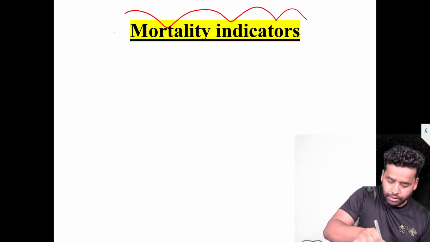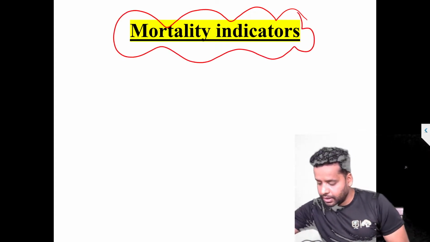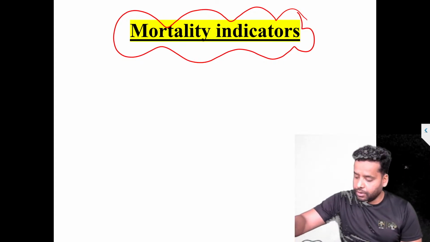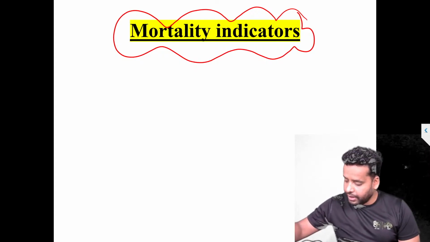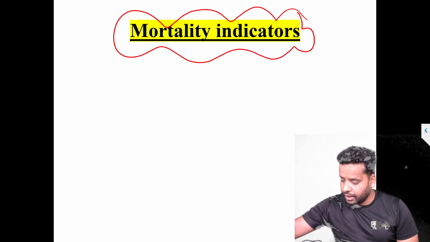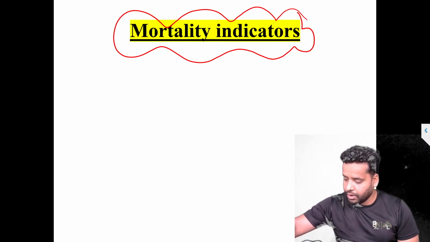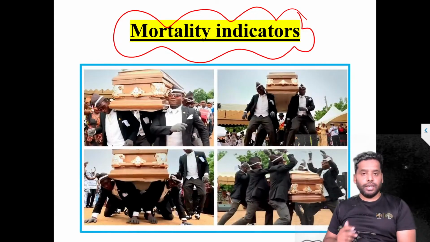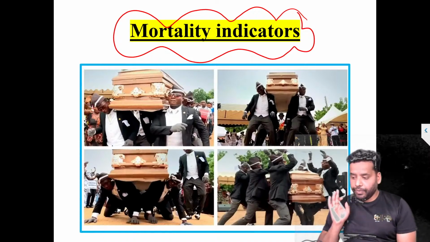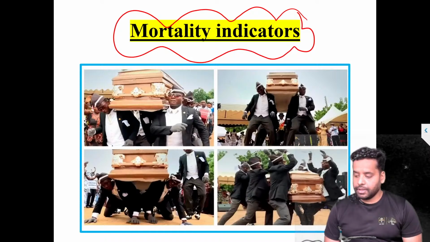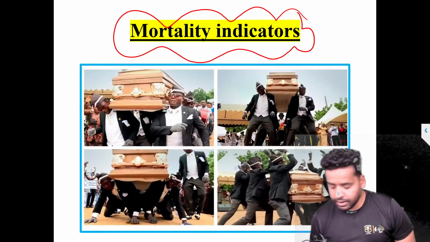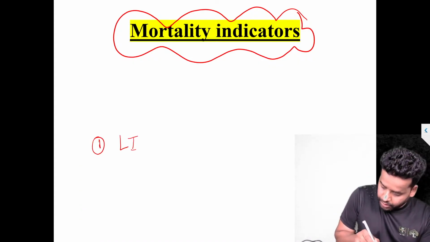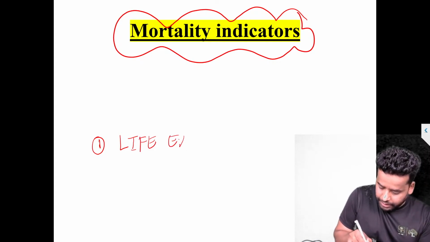Next topic: mortality indicators. There are different mortality indicators that we need to discuss. The first mortality indicator will be life expectancy. So make a subheading, mortality indicators. In that, write number one is life expectancy.